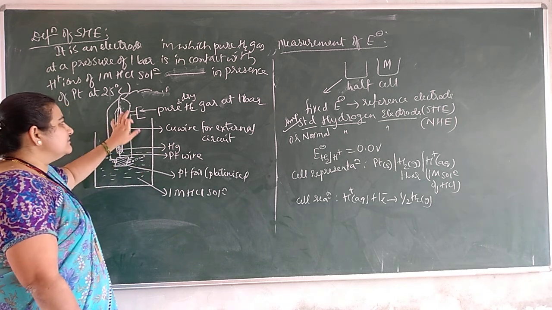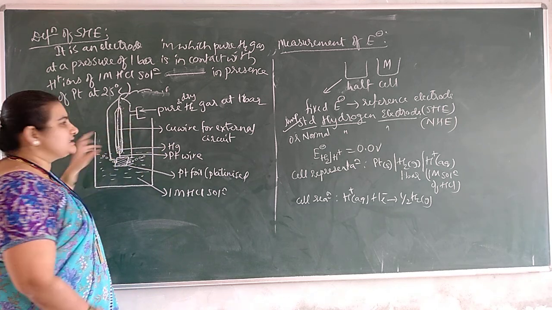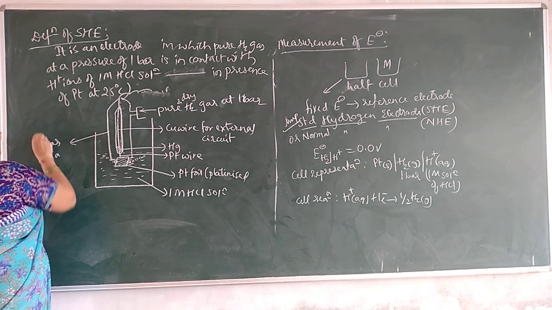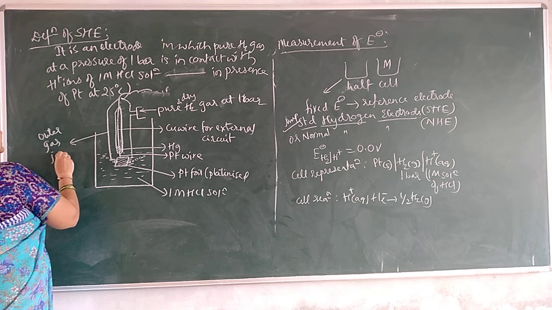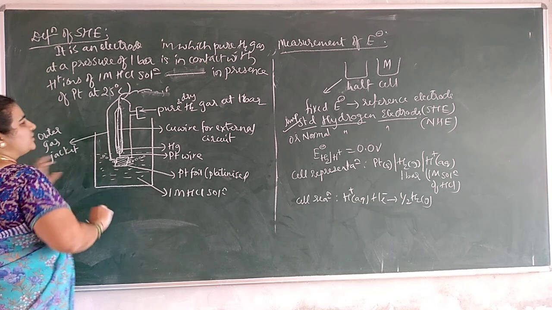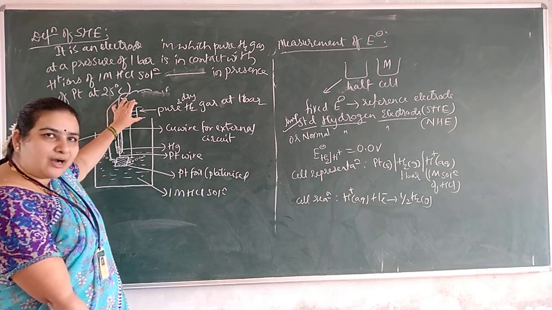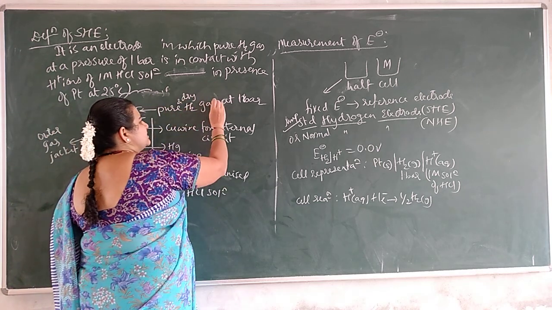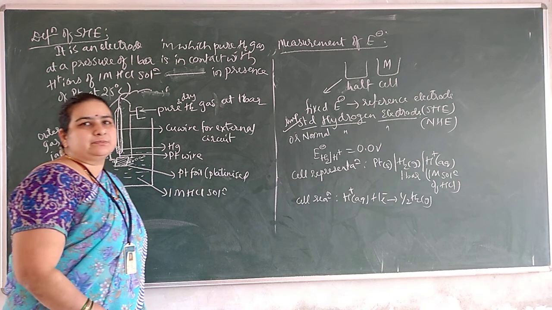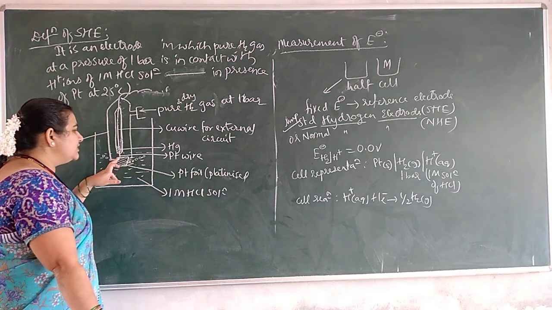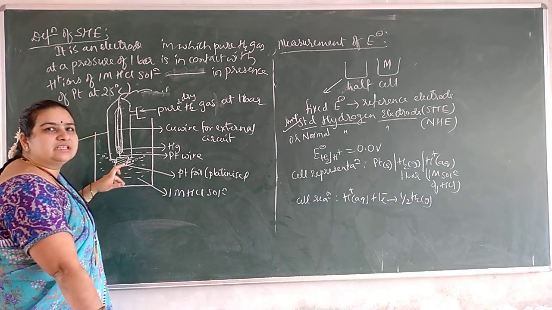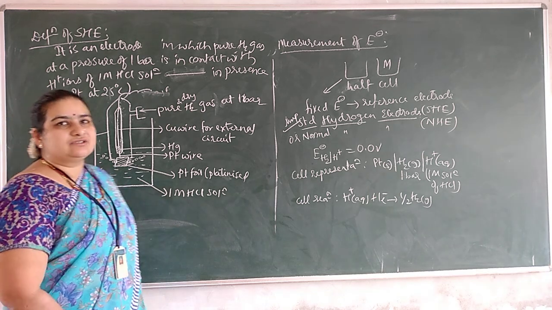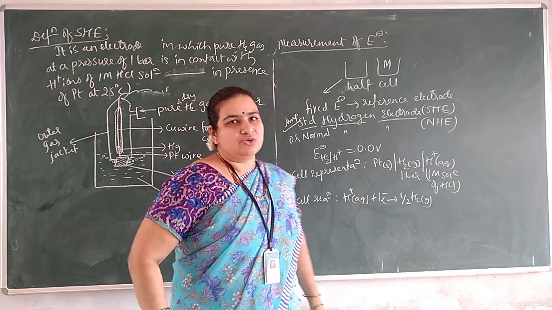Then it has another outer glass jacket, and this outer glass jacket has an opening from which pure and dry hydrogen gas is passed at a pressure of 1 bar. The platinum electrode is just immersed in 1M HCl solution, that is 1 molar HCl solution.